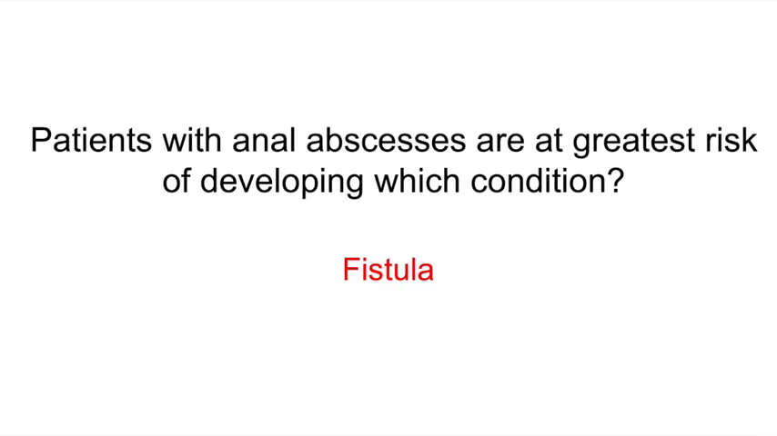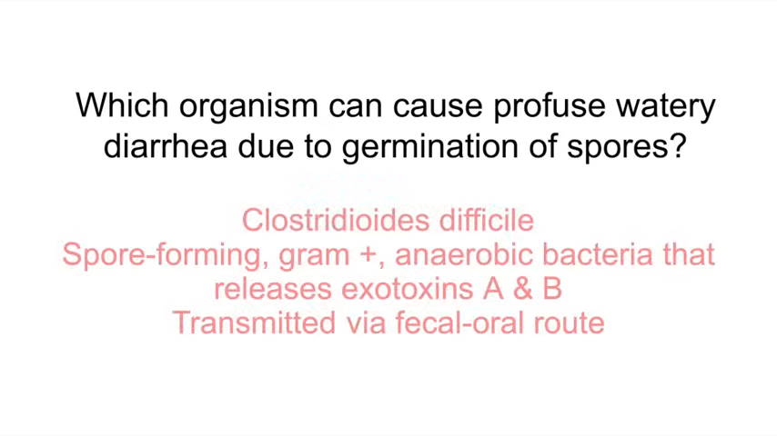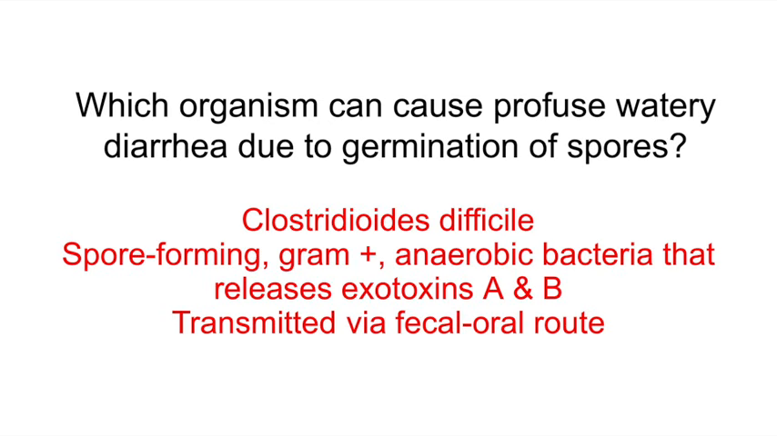Which organism can cause profuse watery diarrhea due to germination of spores? C. difficile. So recall that this organism is spore-forming, gram-positive, and an anaerobic bacteria. It releases exotoxins A and B, and it is transmitted through the fecal-oral route.